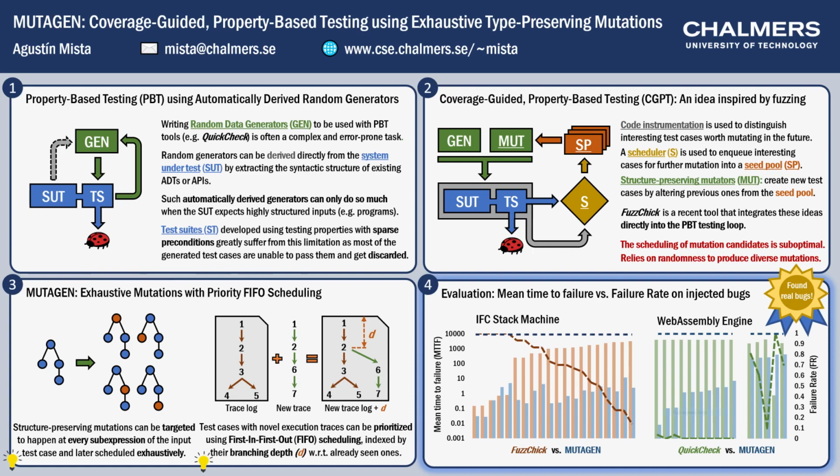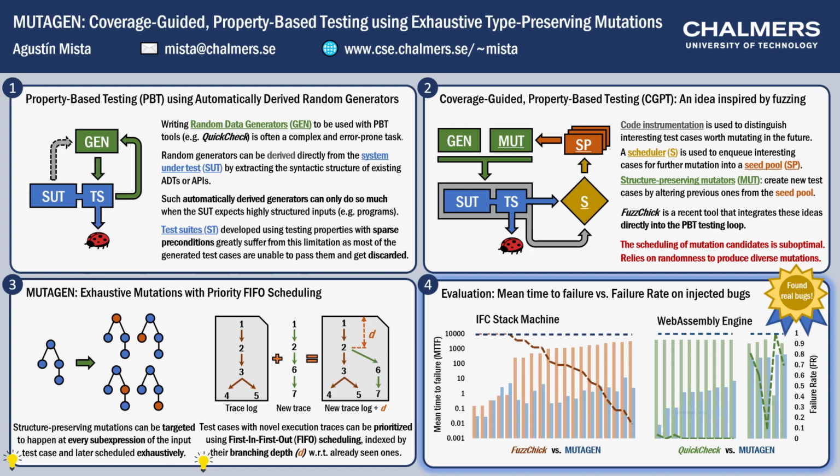The second key idea is to schedule test cases to be mutated based on their novelty, instead of using a simple single-ended pool. For this, our tool gathers what we call the branching depth of every interesting test case with respect to already seen ones. This is combined with a scheduler that employs a first-in, first-out priority queue to organize the seed pool by prioritizing test cases that traverse new parts of the code earlier during their execution. Using first-in, first-out additionally lets MUTAGEN jump back and forth between mutable test cases as soon as novel ones get discovered.